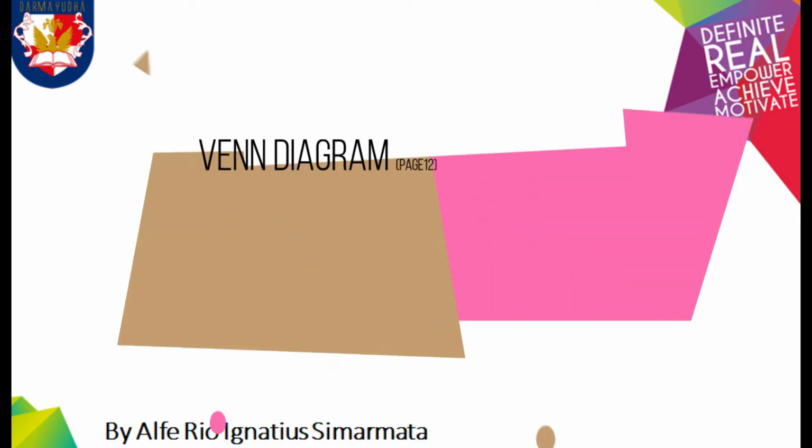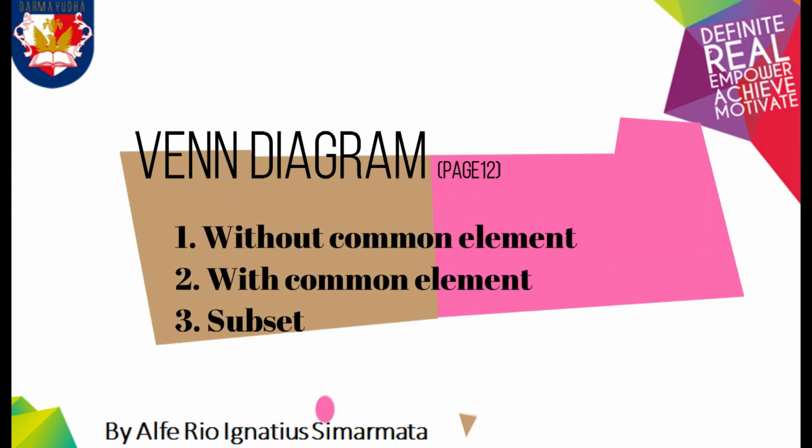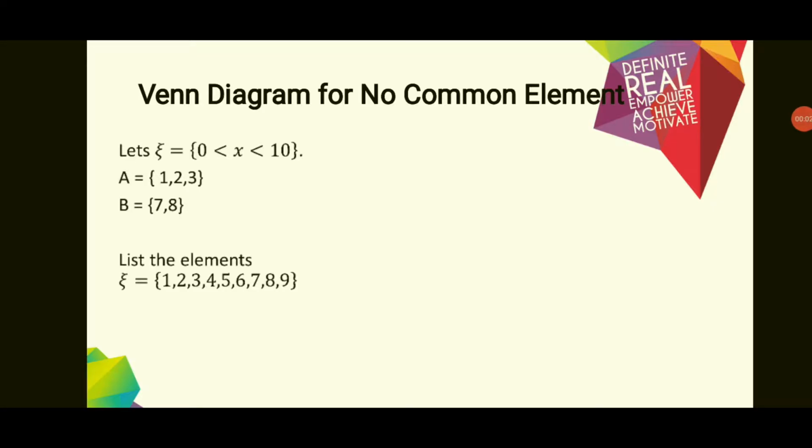Next, we're going to learn about Venn diagrams and how to draw a Venn diagram. There are three types of Venn diagram as listed below. The first type is the Venn diagram for no common element.